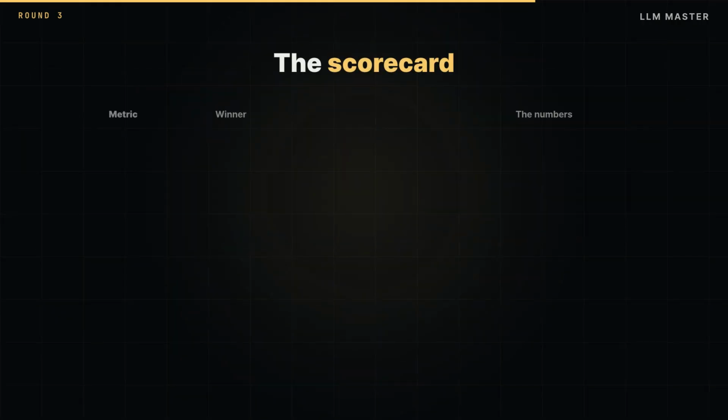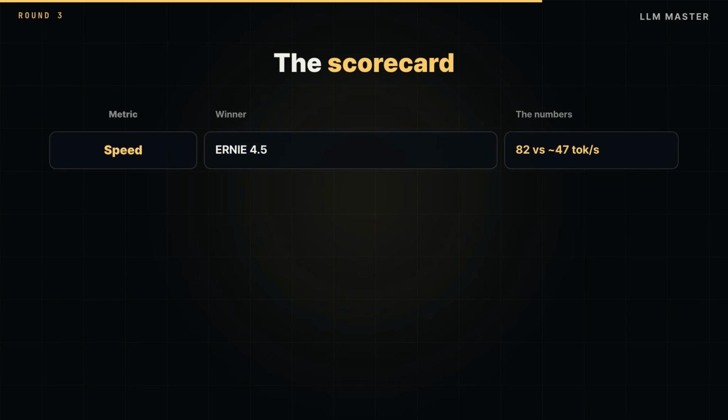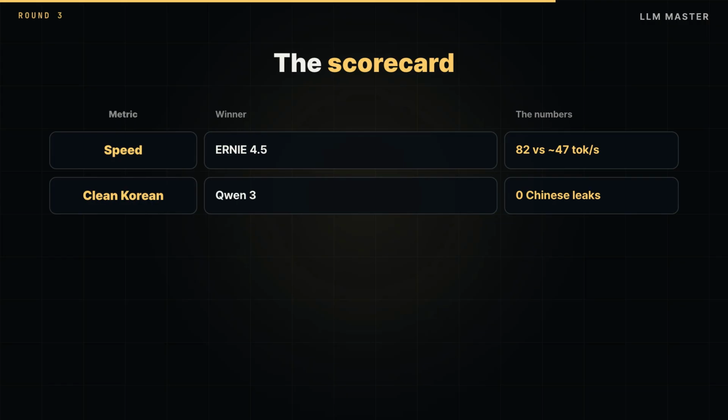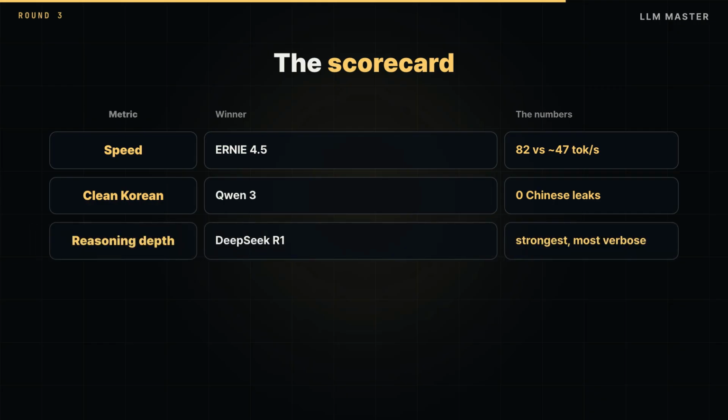So here's the honest scorecard from these tests. On raw speed, ERNIE wins, and it's not close. 82 tokens per second versus around 47 for the other 2. Why? ERNIE 4.5 is a mixture of experts model. It's 21 billion parameters total, but only activates about 3 billion for any given word. Big brain. Light footprint. On clean Korean, Qwen wins. 0 language leakage across all 3 rounds.